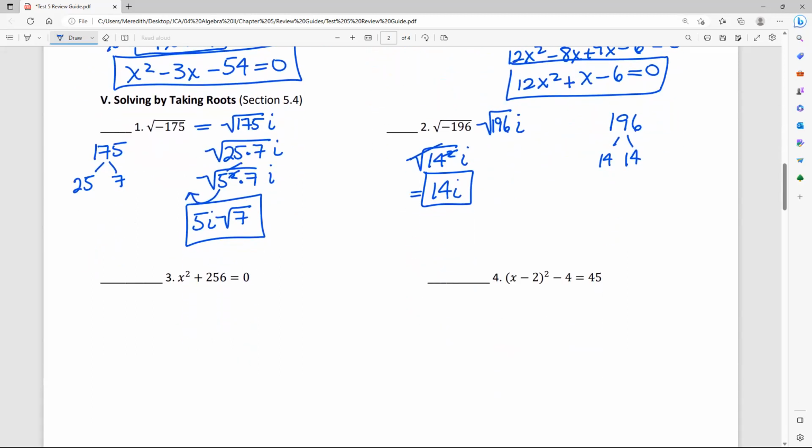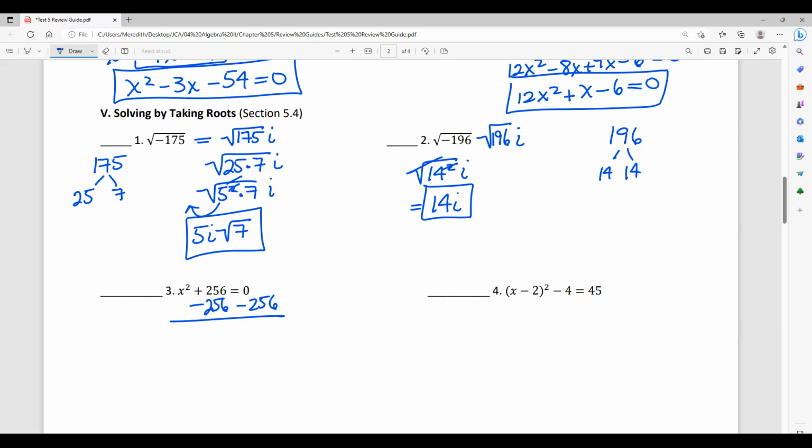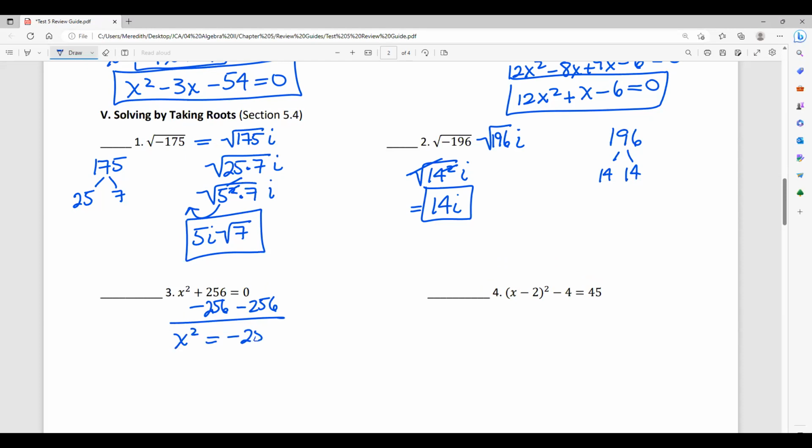All right, now we're solving by taking roots. We have an actual equation, so we need to solve. When you solve by taking roots, you have to make sure that your squared term is on one side of your equal sign and everything else is on the other. So we have to move, that 256 is not a squared term. So we're going to move this over 256. That leaves our x squared, which is the squared term, equals negative 256.